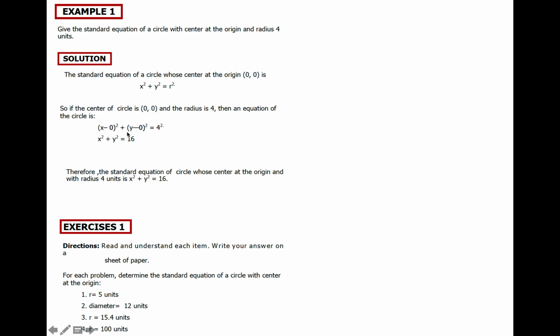You may also write it this way: (x minus h) squared plus (y minus k) squared equals r squared. Since the center is at the origin, h and k are both zeros. So your final answer would be x squared plus y squared equals 16.